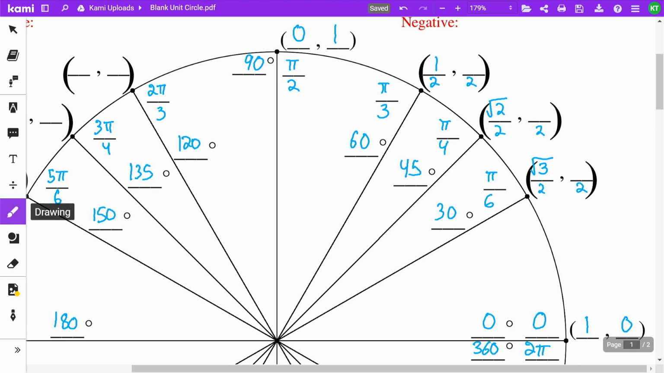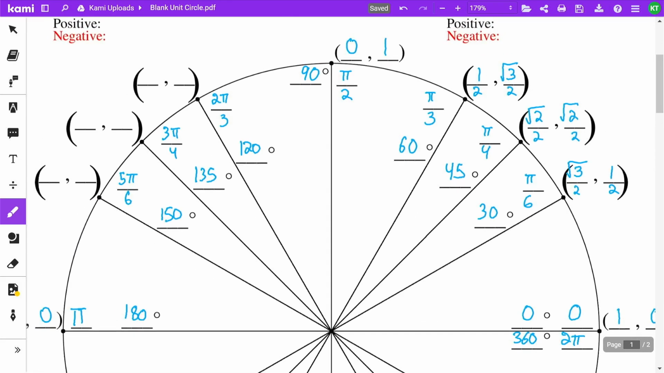The same pattern is going to apply to my y values. I'm going from 0 to 1. So now I'm going from 1 to 2 to 3, and I'm going to go ahead and put a root on those 2. So that's just filling out my first quadrant here.